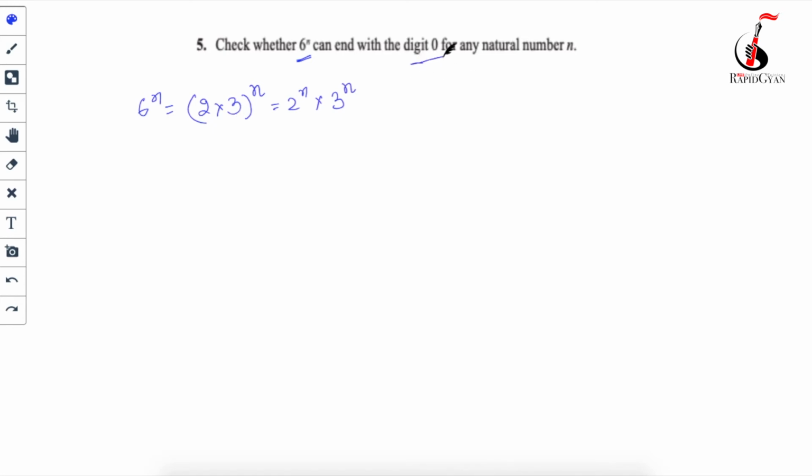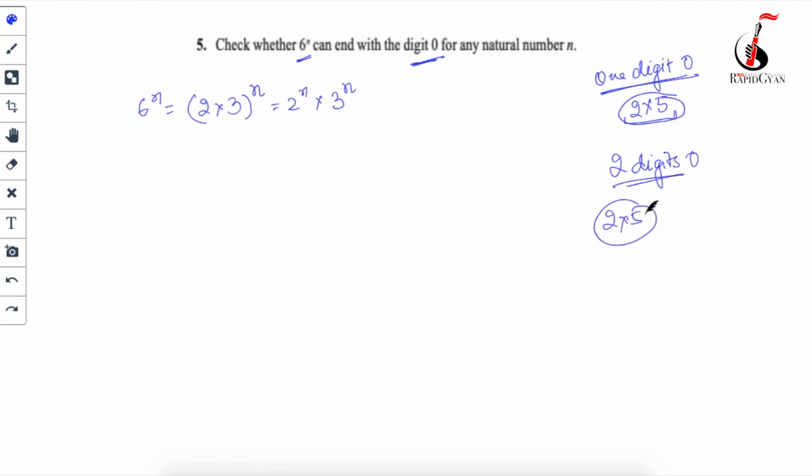Now you have to see whether it ends with digit 0. So how will you see whether the digit is 0 or not? There is one technique which I told you in my previous video: in order to get the digit 0, the prime factorization of that number should have one pair of 2 and 5. So for one digit 0 in the end, the prime factorization should have one pair of 2 and 5. For two digits 0 at the end, we need two pairs of 2 and 5 in the prime factorization. Similarly, suppose you want 5 digits 0, then you need 5 pairs of 2 and 5 both.